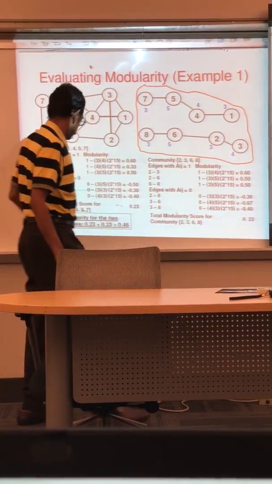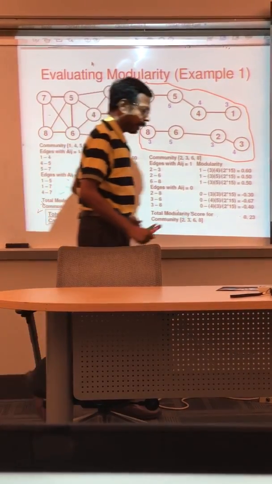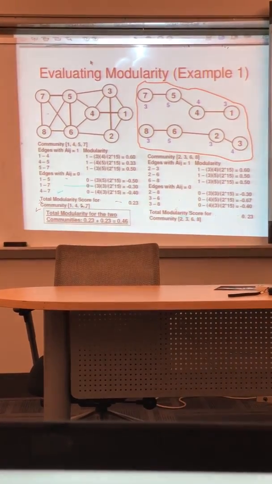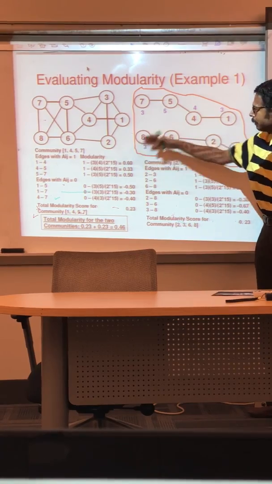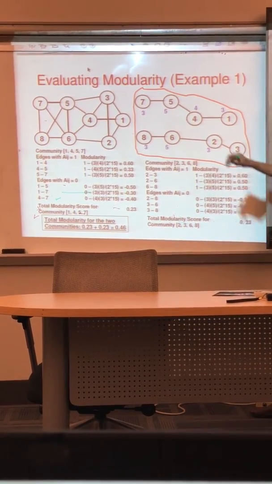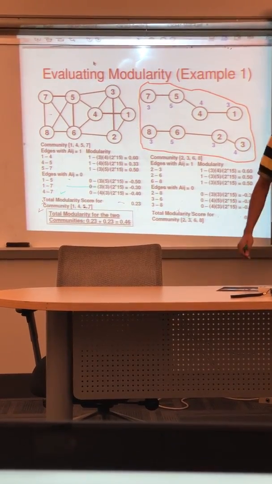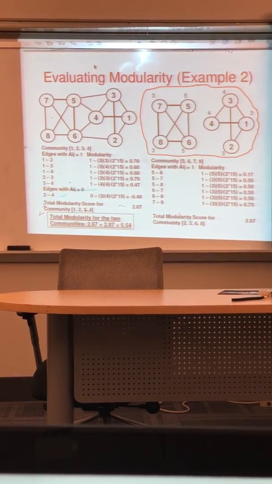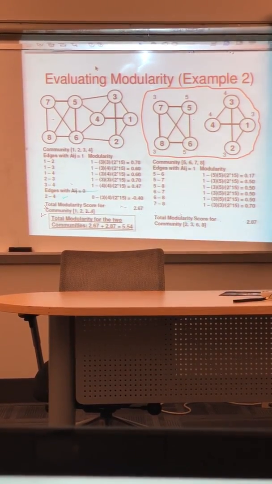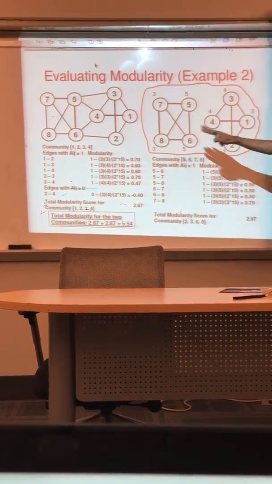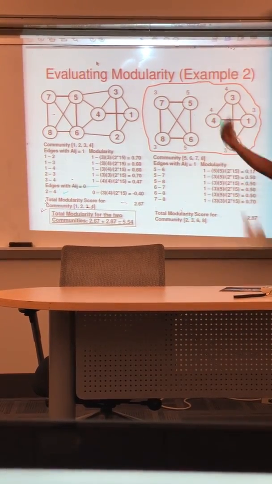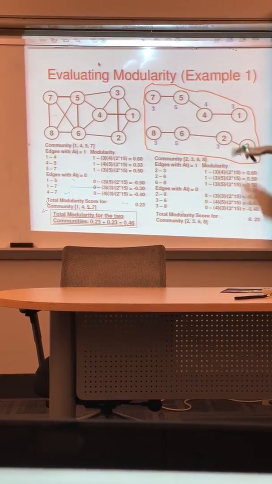Okay, so we'll take this graph and assume that some algorithm has partitioned this graph into 2 communities like this, and some other algorithm has partitioned the same graph into 2 communities like this. So we want to decide whether this partitioning is good or the previous partitioning is good.